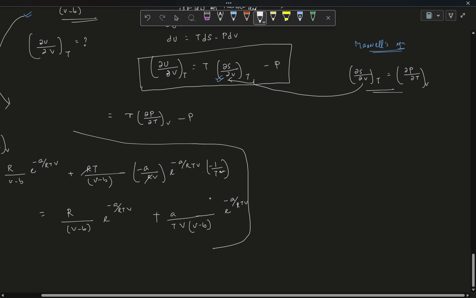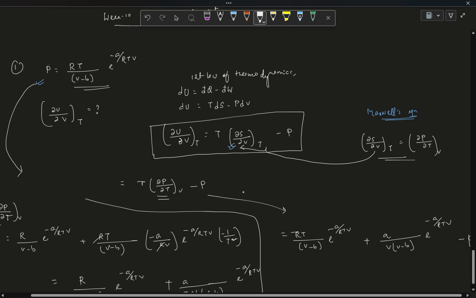So if this is the case, then you can further follow up from here that this is equal to T times, then you multiply this whole term on this, because that is the value of this term, right? So the first term, if we multiply with T, becomes RT by V minus B e to the power of minus A by RTV, plus the second term, if you multiply with T, this T and the T cancel out, so this becomes A by V into V minus B e to the power of minus A by RTV. Minus P is basically remaining as minus P.